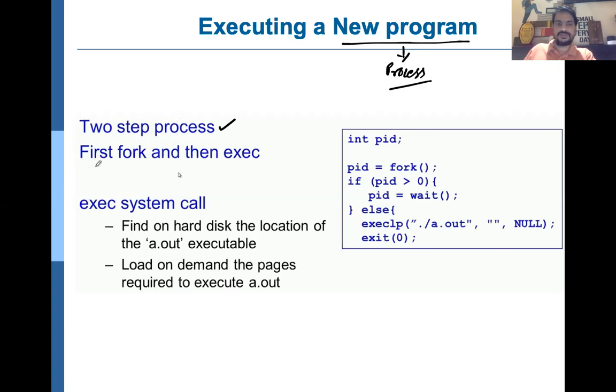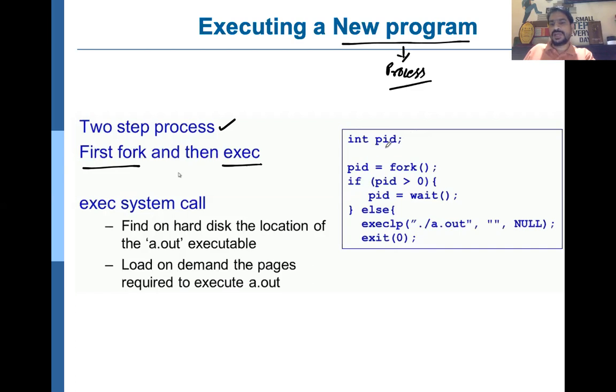What is the first step? The first step is calling fork. The other step is calling the exec system call. So the fork system call and the exec system call, both will be used. First we'll call fork and then we'll call exec. Now let's see this example and try to understand how these two system calls are going to work here.